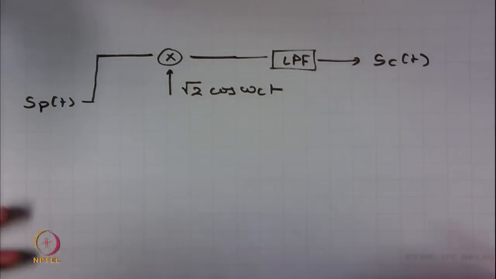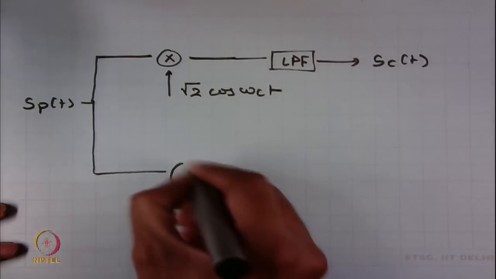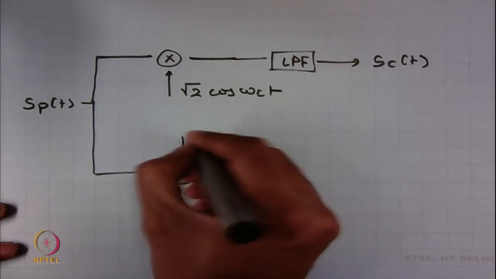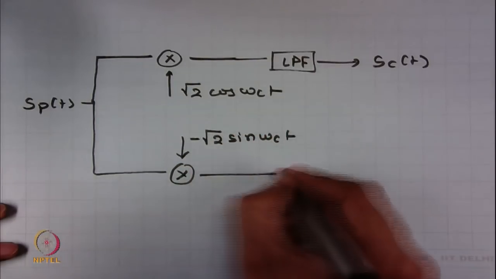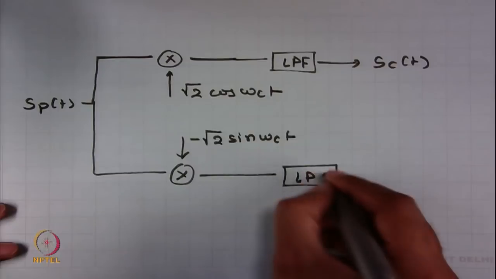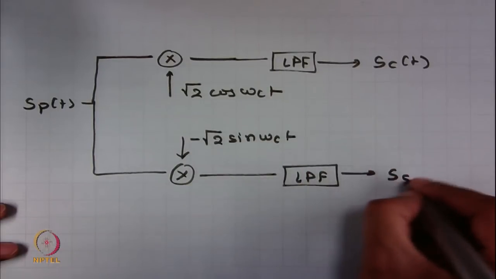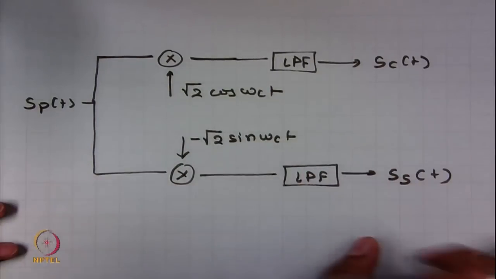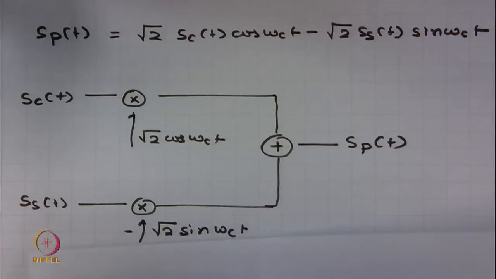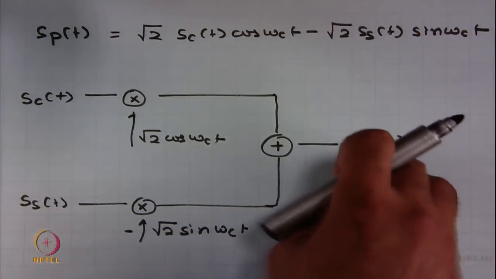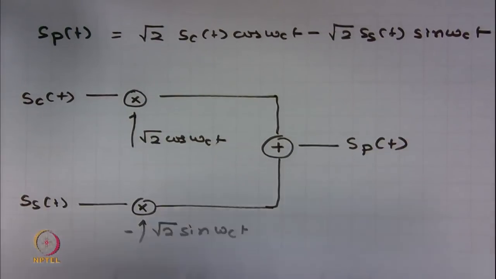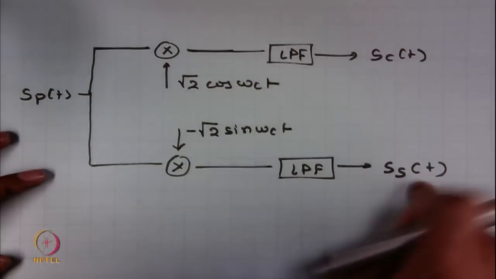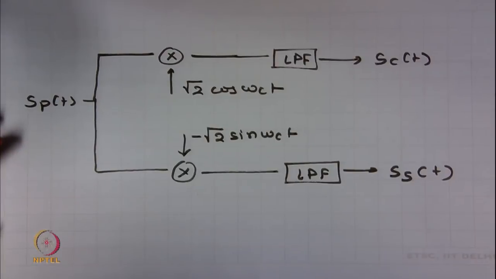And similarly, you can multiply this with minus root 2 sin omega_c t, pass it through a low pass filter, and you get S_s(t). So, practically if you want to generate a passband signal from the baseband components, you can use this scheme, and you can generate the baseband components from the passband components using this receiver architecture.